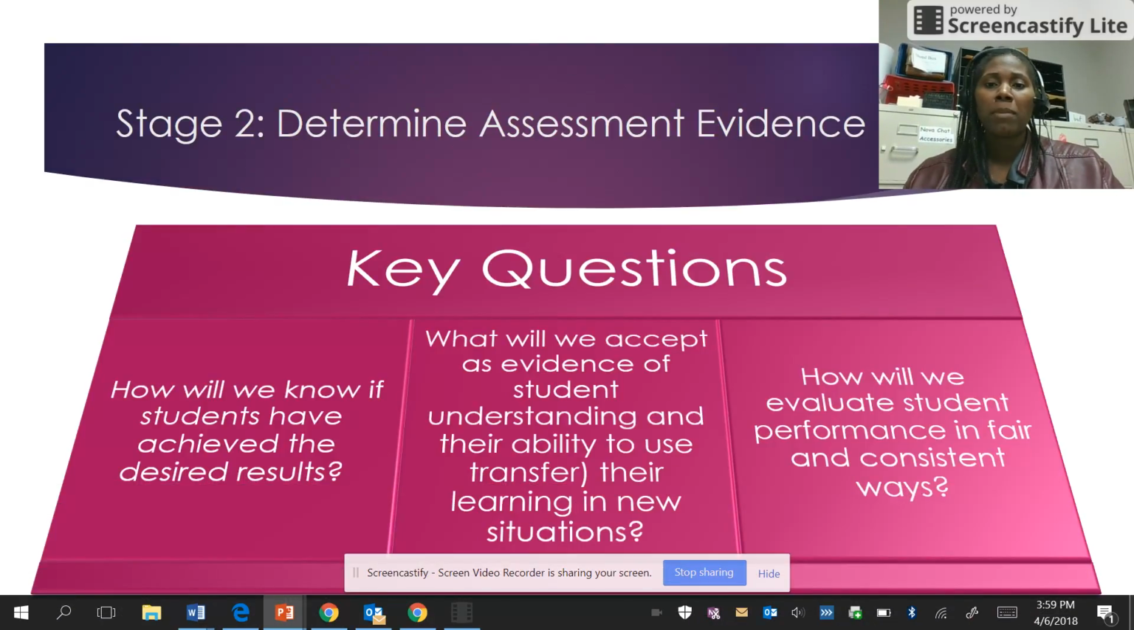Stage 2, determine assessment evidence. Some key questions. How will we know if the students have achieved the desired results? What will we accept as evidence of student understanding? Did they transfer that information? And how will we evaluate the student's performance in a fair and consistent way? And that's really, really important because we have to remember our students are individuals. So although we want to see that desired result, we have to give them some room to show us how they know it in the best way they can.